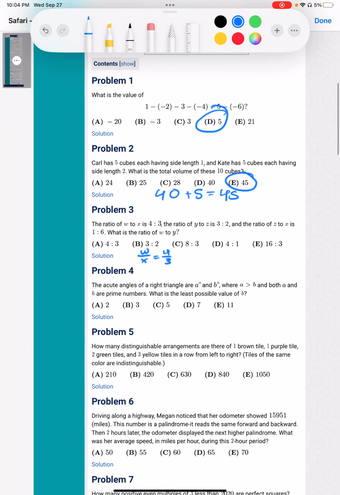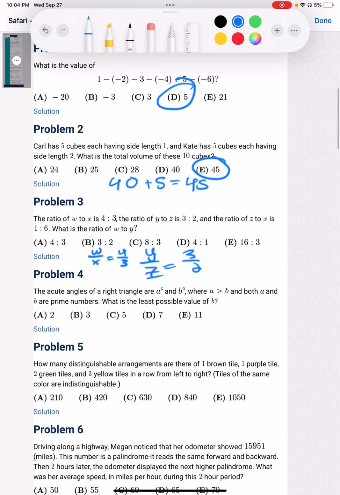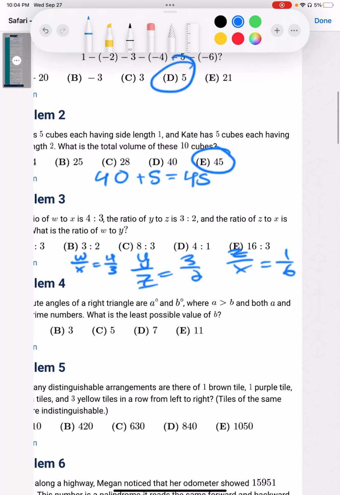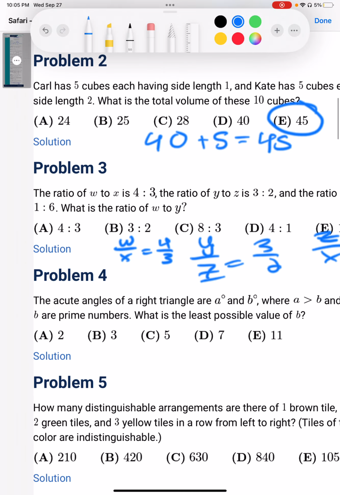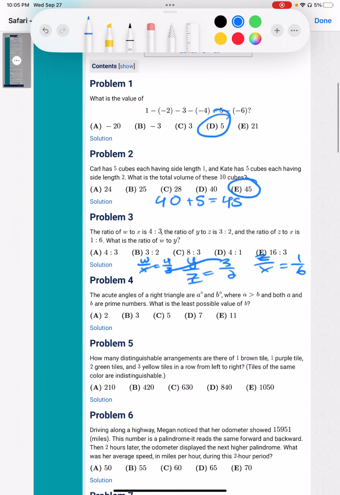Alright, and then Y to Z is 3 to 2. It tells us all this information. Z to X is 1 to 6. There's a ratio of W to Y. We can try to cancel the variables, so let's think about this. How do I want to cancel the X's, and then the Y's? Cancel the Z's, sorry. Oh, I think I've seen it.